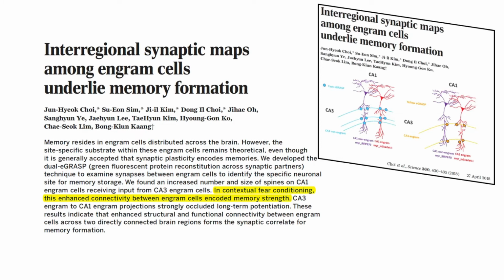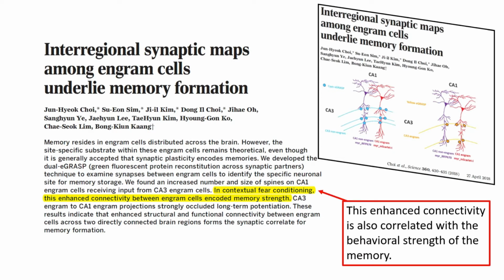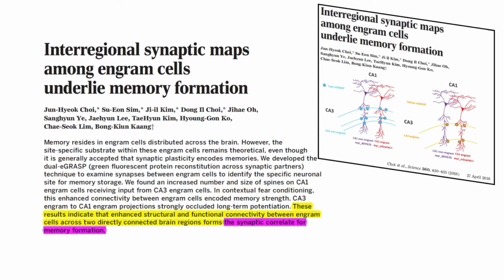In contextual fear conditioning, this enhanced connectivity between engram cells encoded memory strength. That is, the enhanced connectivity was correlated with the behavioral strength of the contextual fear memory. These results indicate that enhanced structural and functional connectivity between engram cells across two directly connected brain regions forms the synaptic correlate for memory formation. Exciting stuff. Let's see how they did it.